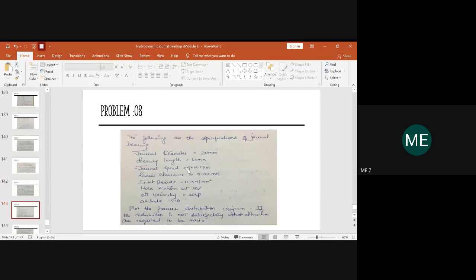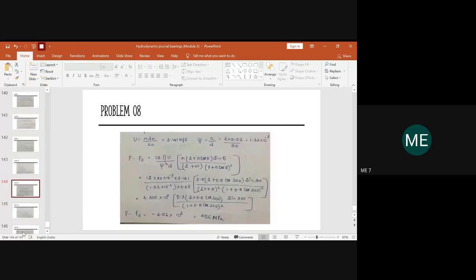But this is a second part of the problem, where they can even ask you to draw the pressure distribution diagram. So you should know how to draw it. After drawing the pressure distribution, if you feel the pressure distribution is not satisfactory, then you should suggest what alteration could be done so that the distribution of the pressure will be uniform. So this is the main focus of the problem, where you have to draw the graph.